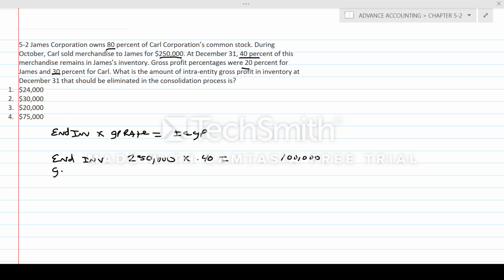Then our gross profit rate was given to us at 30% for Carl. Which now gives us an intra-entity gross profit of $30,000. So our answer would be number 2.